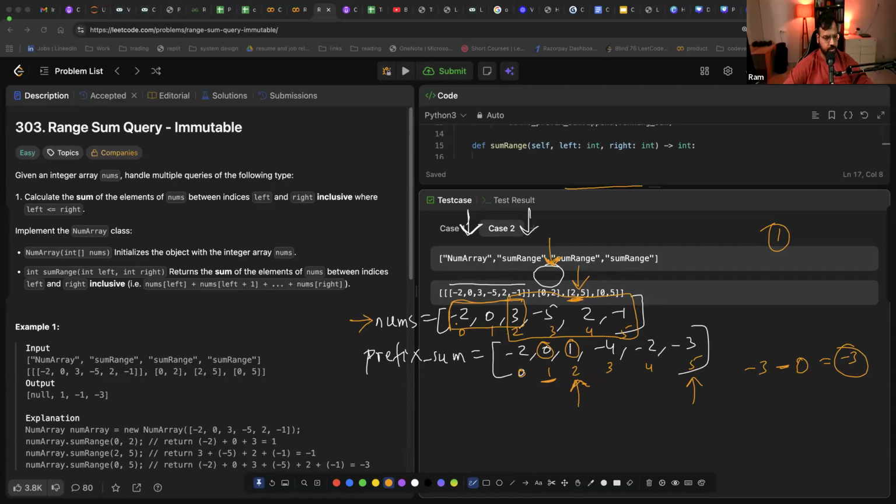Did I make a calculation mistake? Wait one second. Sir, it's correct. We have to subtract minus 3 and 2. Minus 3 minus 0, sir. Minus 3 minus 0. No, because it is the index left minus 1, right? Wait, one second. I have scribbled and am not able to see. It is correct only. Just give me one second. Let me remove this.